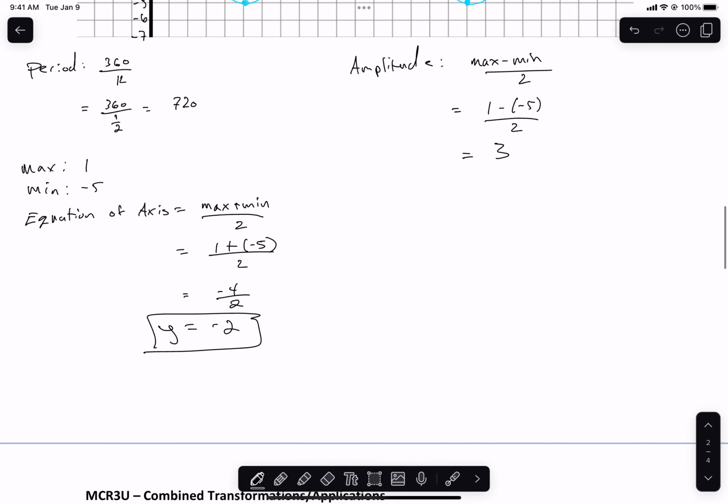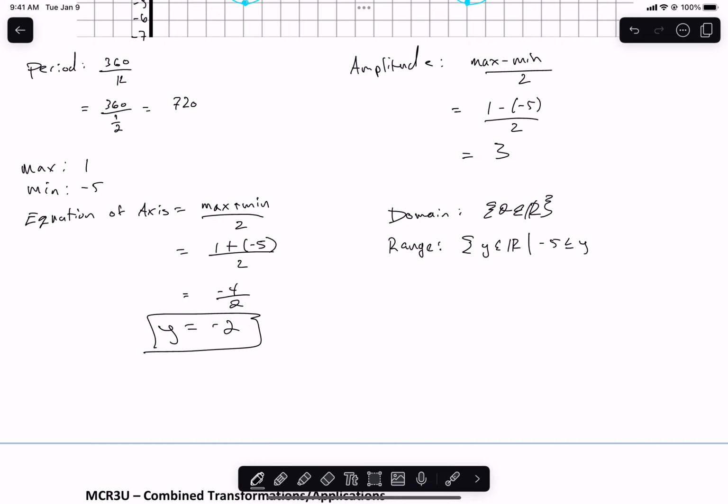Domain and range. So the domain, again, periodic graph. Theta can take on all real values. And the range: y is a part of the real numbers such that -5 is less than or equal to y, which is less than or equal to 1.